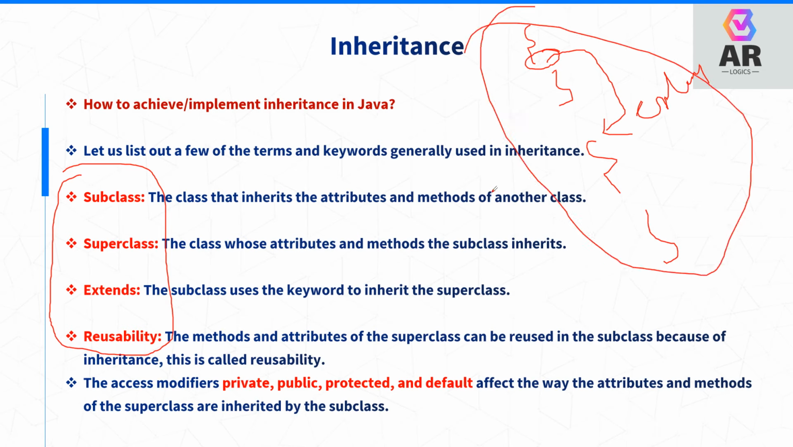So what is the purpose of inheritance? The purpose is reusability of the code. You don't want to write fields and methods again and again. If you declare a method once, you can extend from the superclass to the subclass and reuse it here. We don't need to write it again. Access modifiers like private, public, protected, default can be used here.